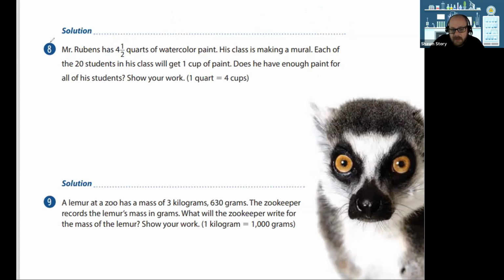So let me read. Mr. Rubin has 4.5 quarts of watercolor paint. His class is making a mural. Each of the 20 students in his class gets 1 cup of paint. Does he have enough paint for all of his students? Think about it. I will give you a few minutes. Go ahead and jot down on a piece of paper and come back with me on what you think. I'll give you a few minutes here. Go ahead.